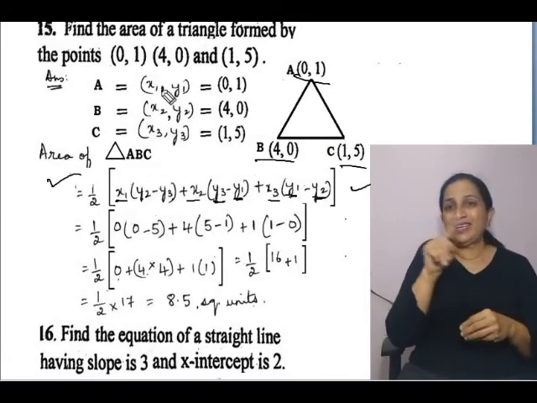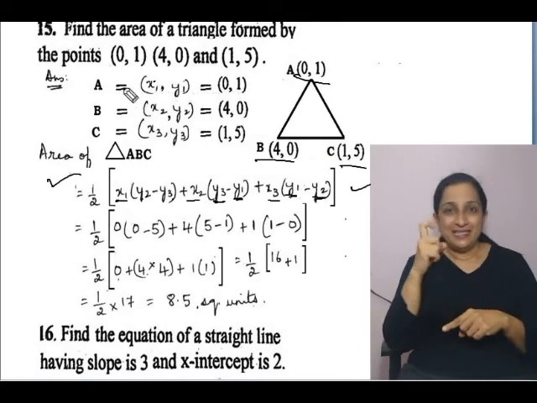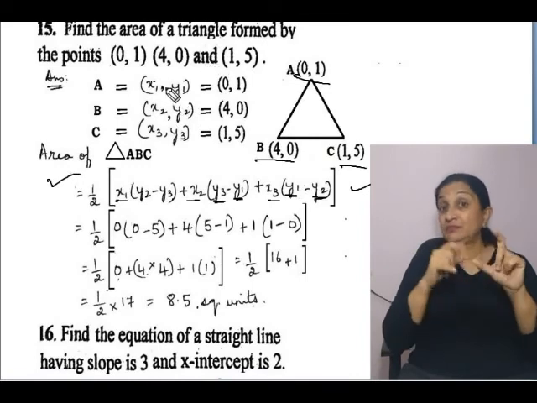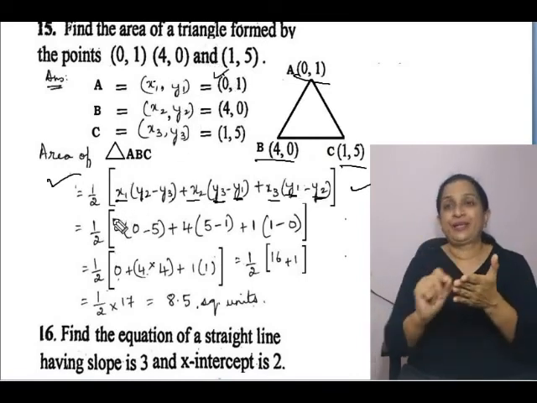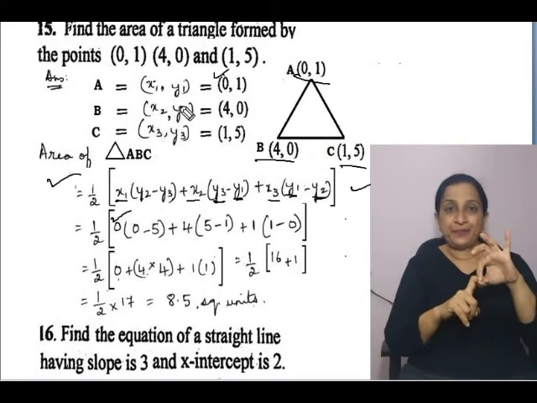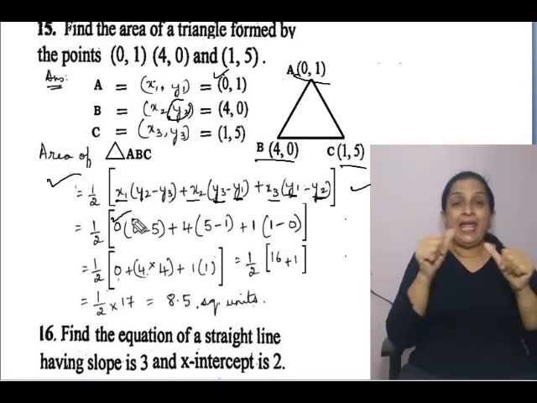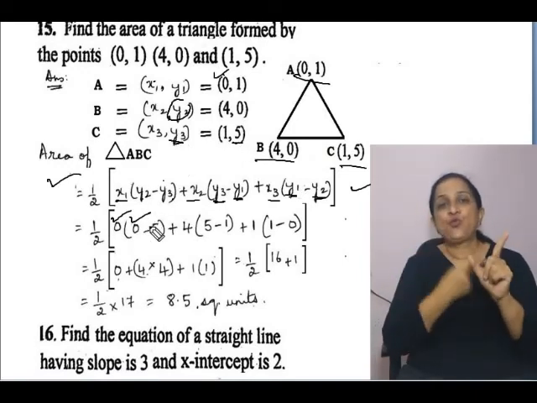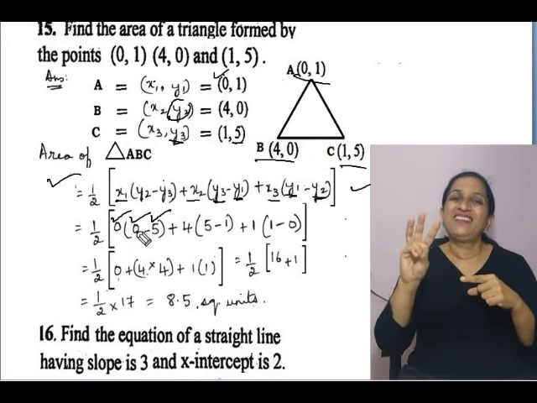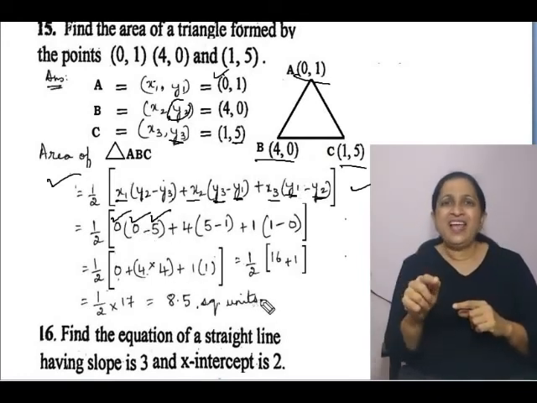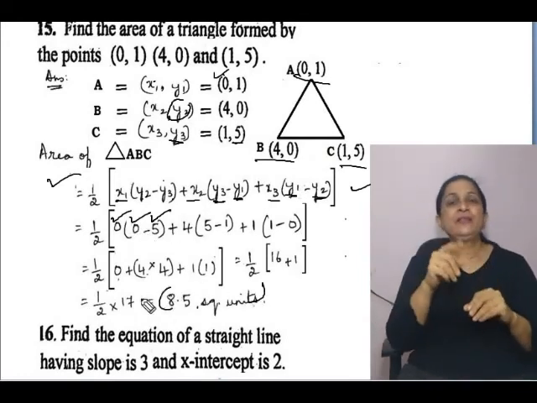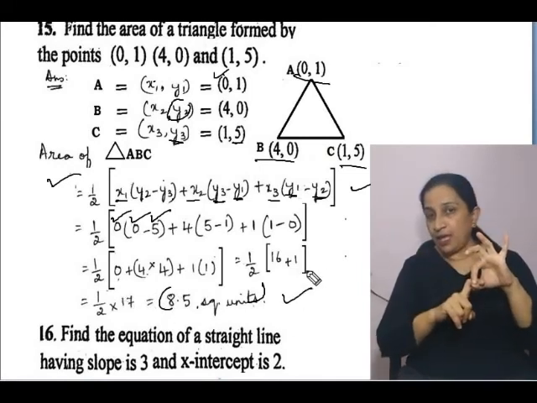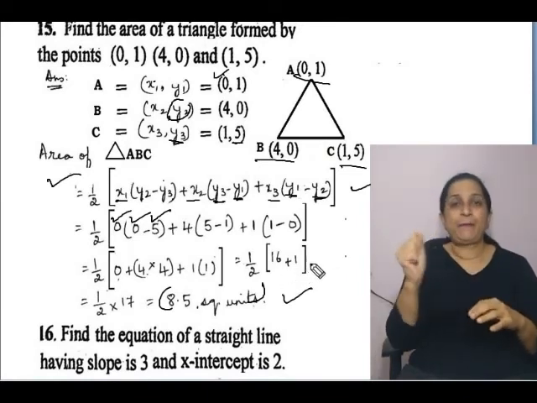Like the x1 value, you have to write it first, so that you can pick up the value here. x1 is 0 here, so you pick up 0. y2 is here, so that also is 0. y3 is here, so it will be -5. Like that you put the values and find out the area, which is nothing but 17 by 2 square units. Very easy to solve.